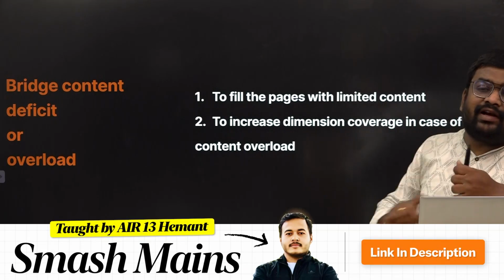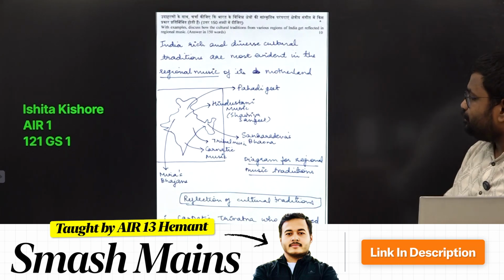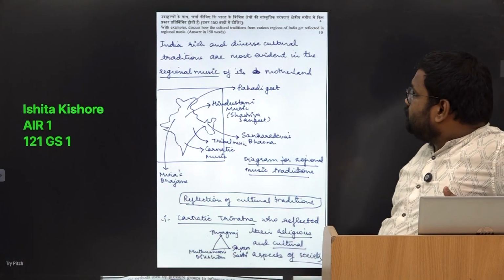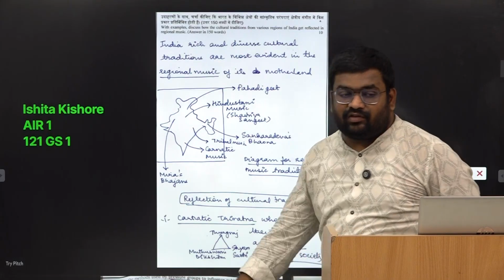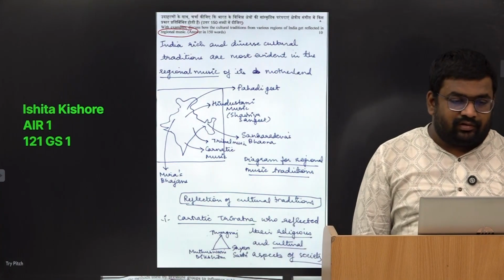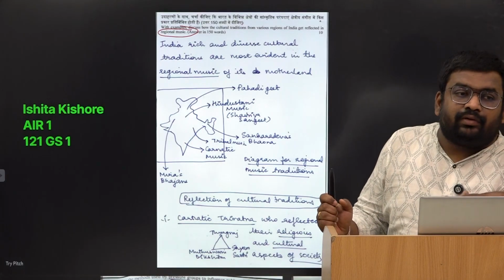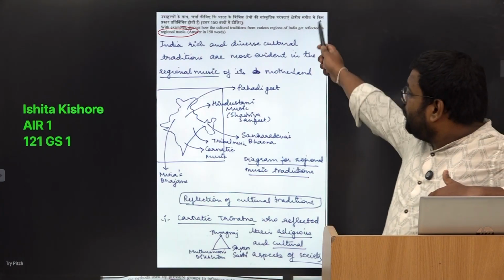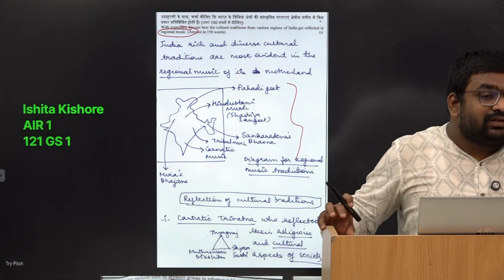We are talking about the content deficit. Just for example, this is the answer of Ishita Kishore. The question reads: with examples, discuss how cultural traditions from various regions of India get reflected in regional music. So basically they are asking about the significance of regional music, right? Here she had limited content, just 6 to 7 points, and it was not sufficient to fill both the pages. So what she simply did, after the introduction, was use the map and highlight the different regions.